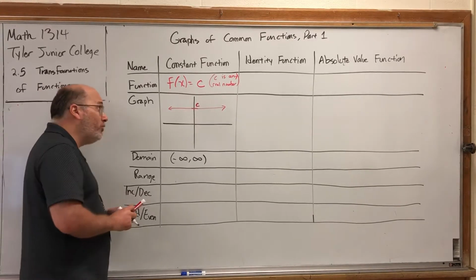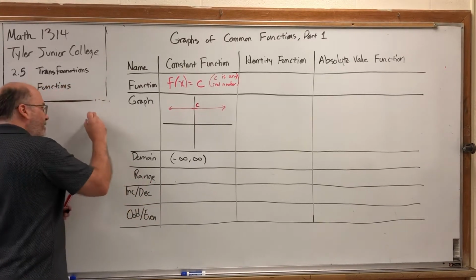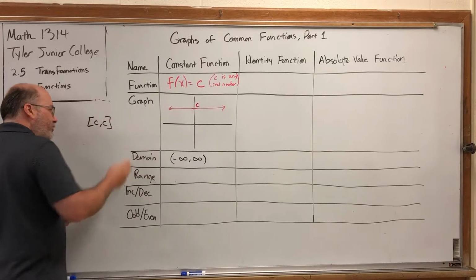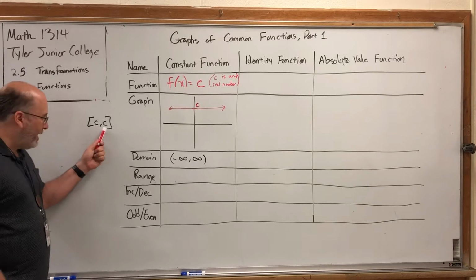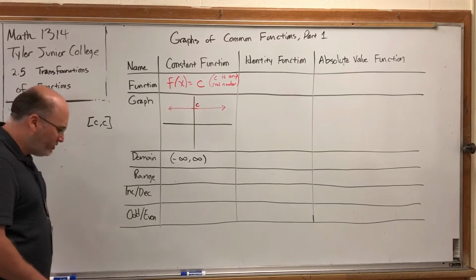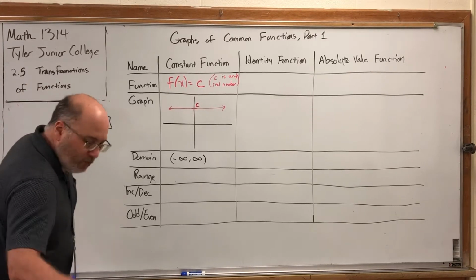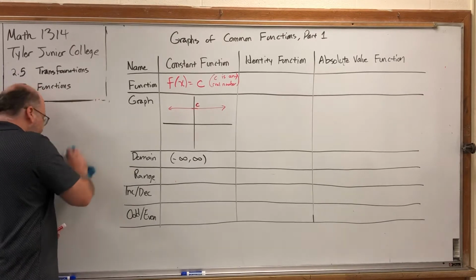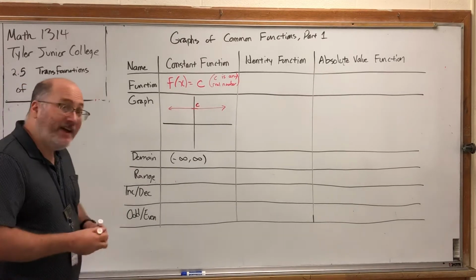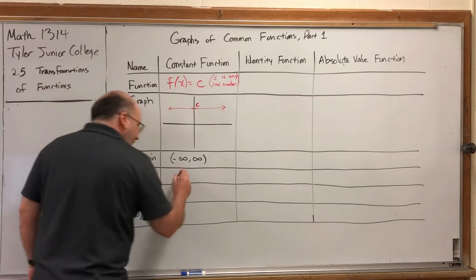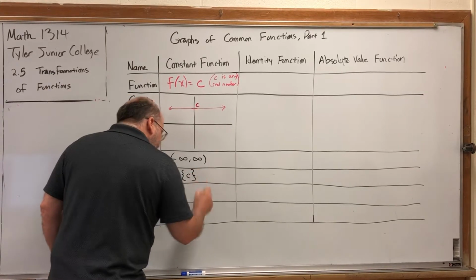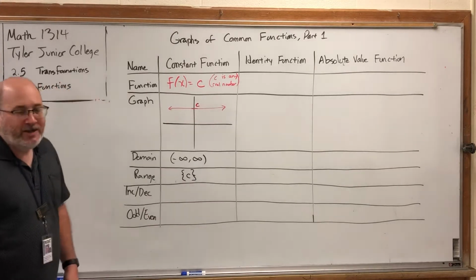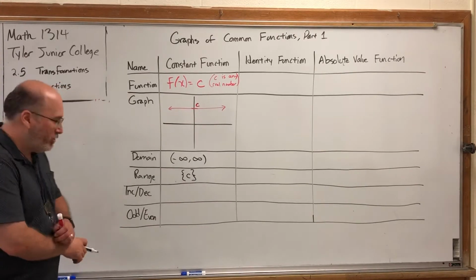Now we could write it as an interval by saying bracket c, comma c, close bracket, meaning it begins with and includes c, but at the same time it ends with and includes c. But typically when your range is a single value or a finite number of values, you can just write it using set notation by putting in braces. Here are all the possible outputs. You know, like when we first did domain and range.